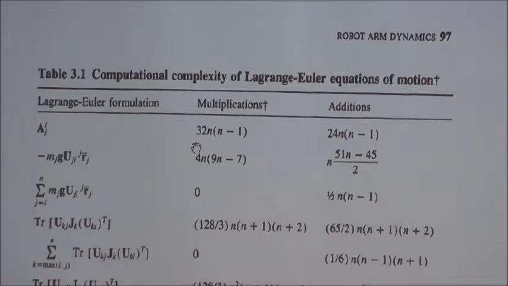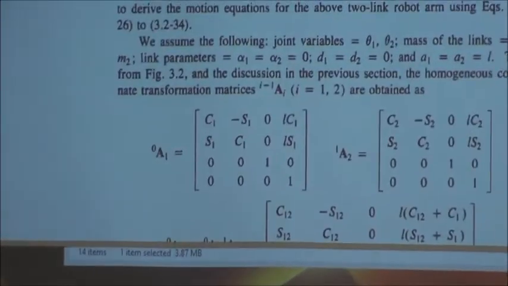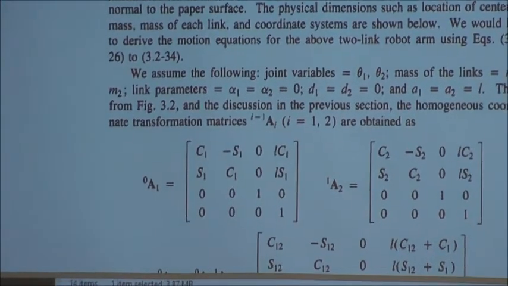And this shows how much calculation you have, what kind of complexity you have with the computation of the Lagrange-Euler equation of motion. How much calculation you need to do. Of course, this book was written in the 1960s. Nowadays, you don't worry so much about computation time. For a two-link robot, we will do that in the next lecture.